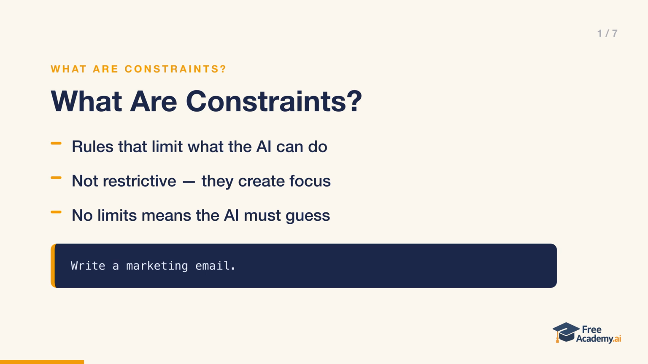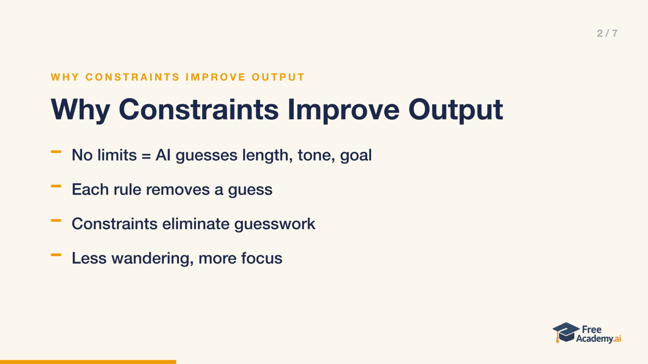exactly what you need. When you give the AI no boundaries, it fills the gaps for you, and you lose control over the result. With a prompt like "write a marketing email," the model silently decides the length, the audience, the tone, and the purpose.